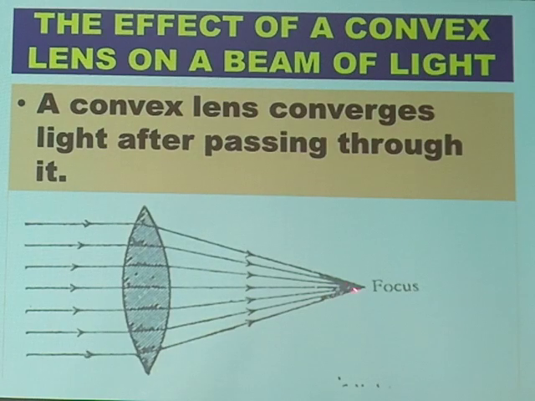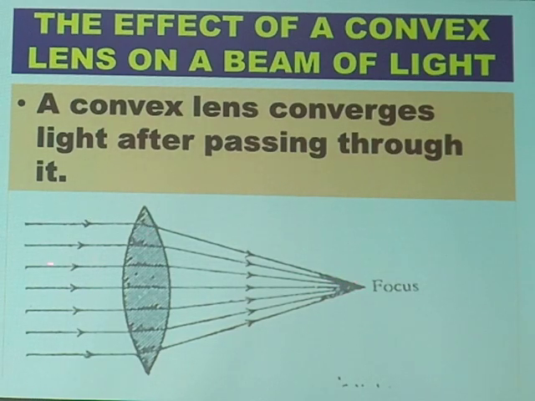You can see it here. I can see parallel rays of light coming here, entering and passing through. Once they emerge out here, all of them are bending and meeting here. So this is the effect this lens has on light. It makes light rays converge and meet at one point. Converge means meeting at one point.